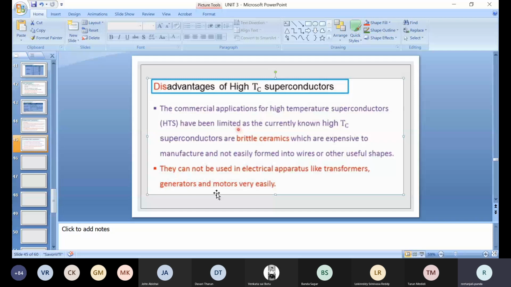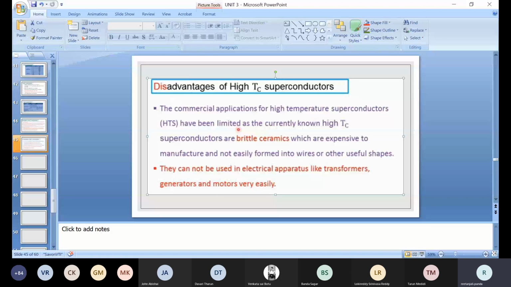We cannot make the wire form with the required shape of the material, which makes its price much higher. First, the manufacturing of the material is costly, then achieving the particular required shape is also very costly. And also because they are very brittle in nature, we cannot make them into wire form.